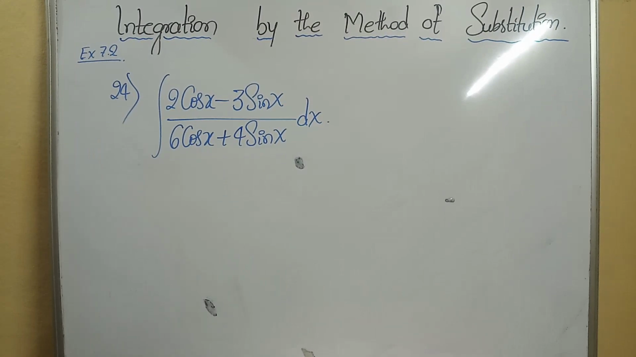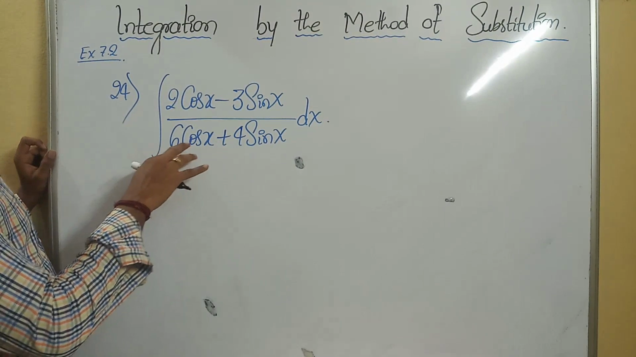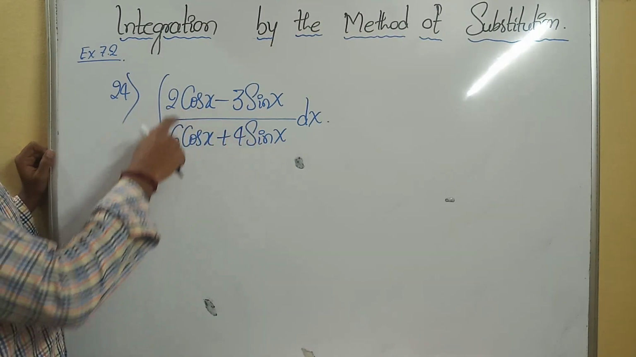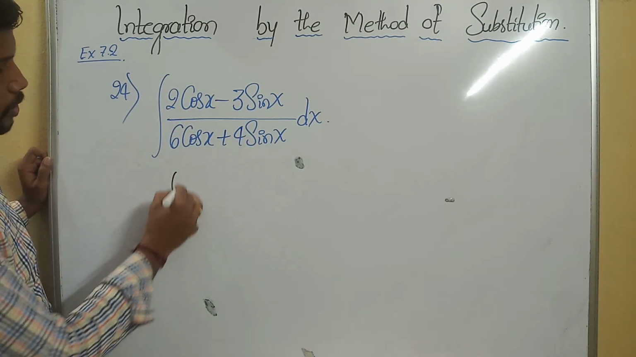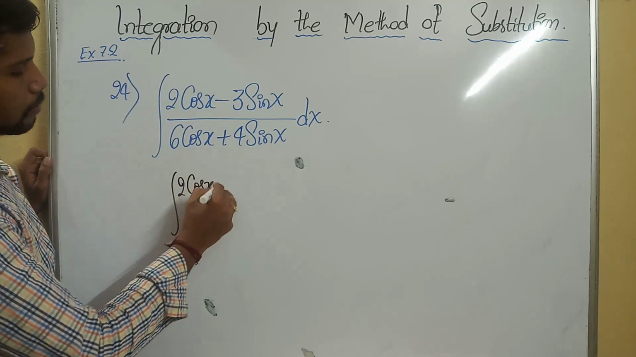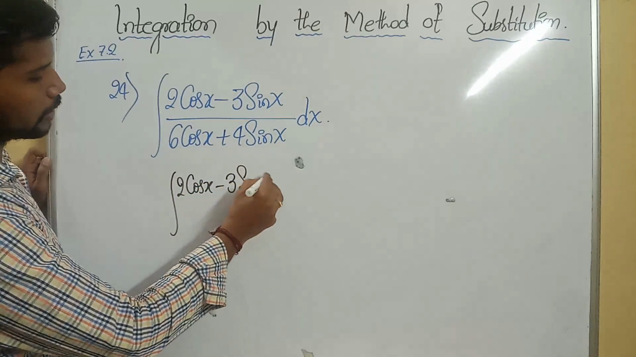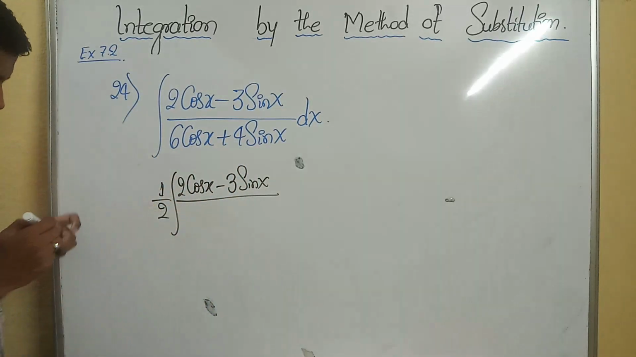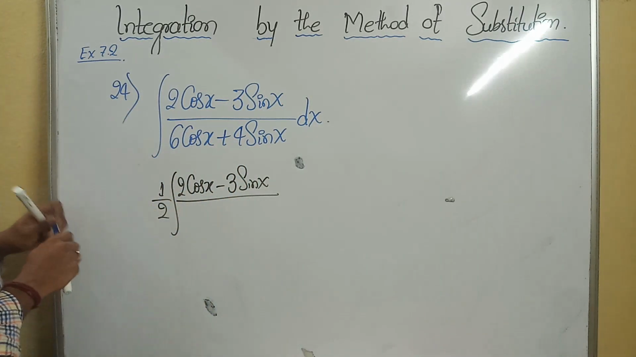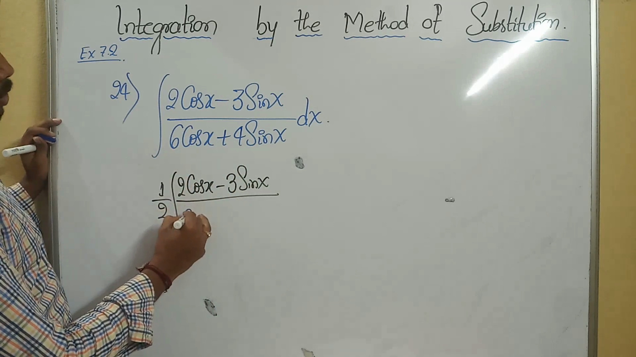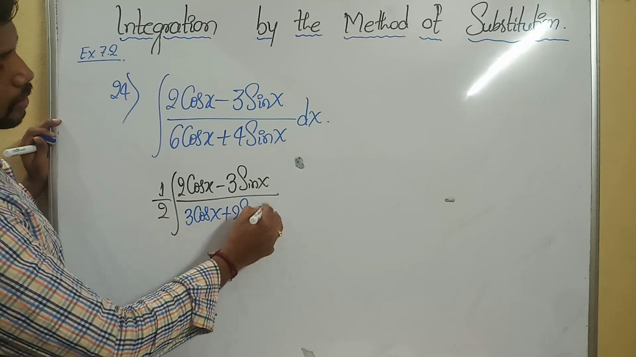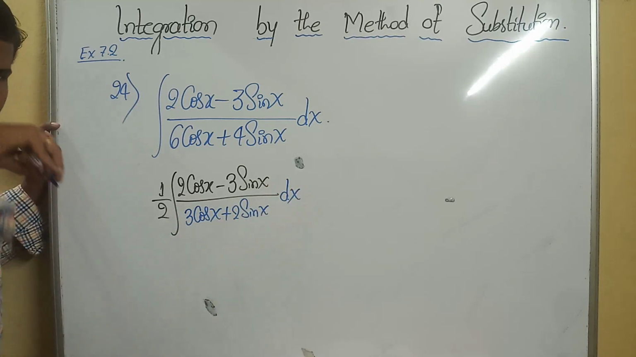Focus for the next one. See here, the derivative of cos is minus sin, and the derivative of sin will be cos, but the coefficients I need to adjust here. That's why 2 cos x minus 3 sin x, numerator as it is. In the denominator, 4 and 6, I can take a 2 as a common term. Whatever the leftover part, it will be 3 cos x plus 2 sin x. Got it? Into dx.